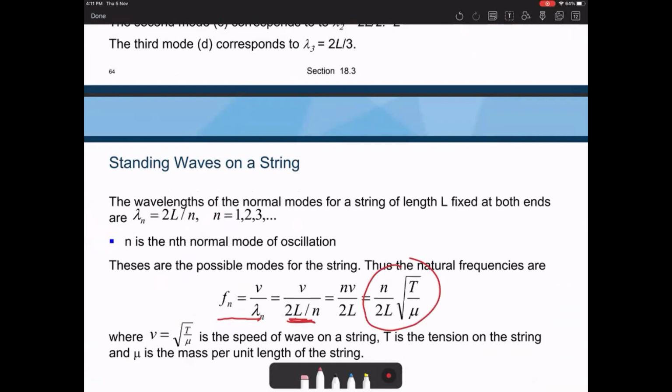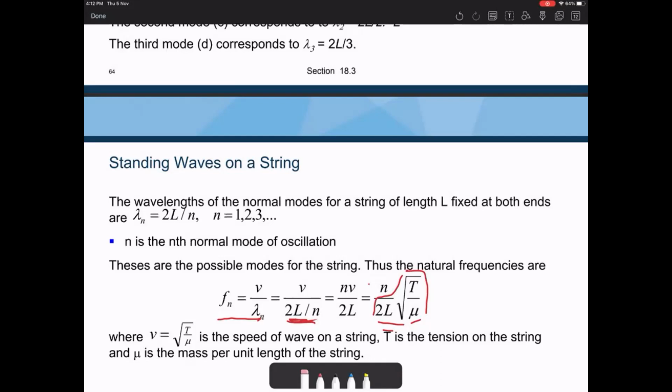And you could see that here, the term square root T over mu, which is the speed of sound in the string, or the speed of the wave in the string, is a constant, as long as you have a constant tension and the same string with the same mass per unit length. L is fixed by geometry. Therefore, N is the only variable here. And when N changes, the frequency changes accordingly.